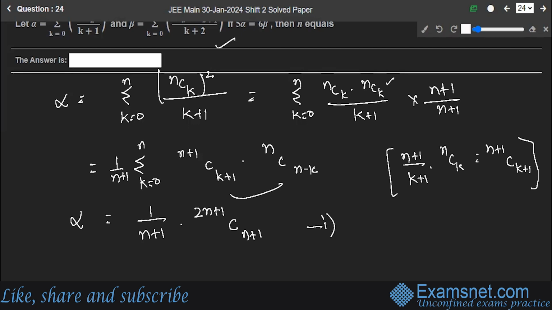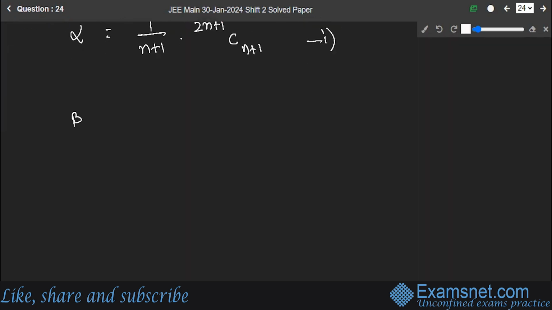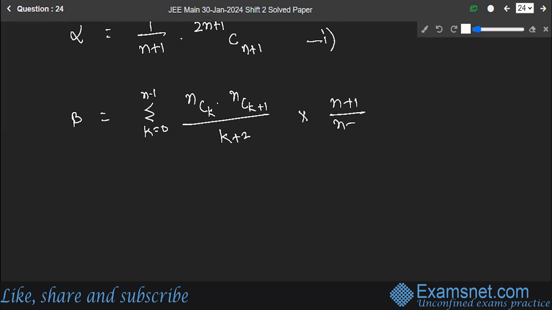Let's pick up the beta now. You had given beta is equal to summation k is equal to 0 to n minus 1, nck into nck plus 1 divided by k plus 2. Let's multiply numerator and denominator by n plus 1. So you have 1 upon n plus 1 summation k is equal to 0 till n minus 1. Now, again, I'll be combining them. You will have here nc.